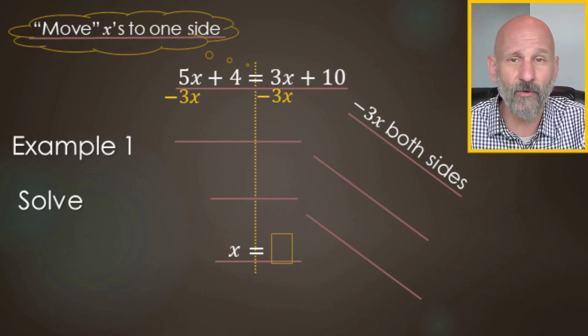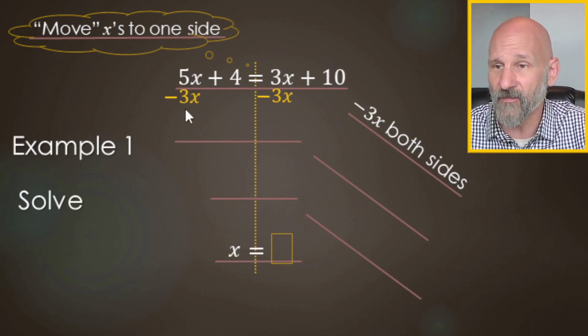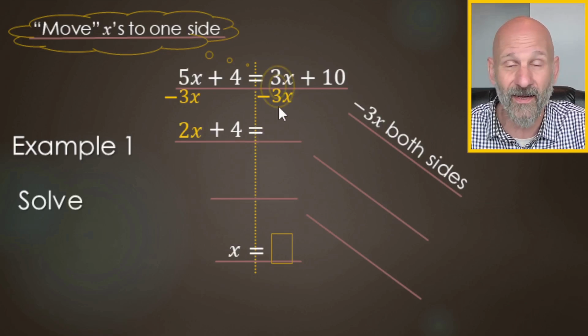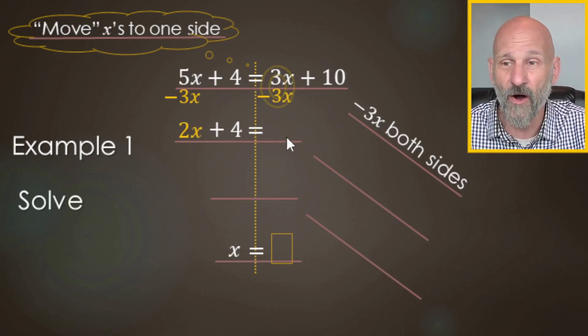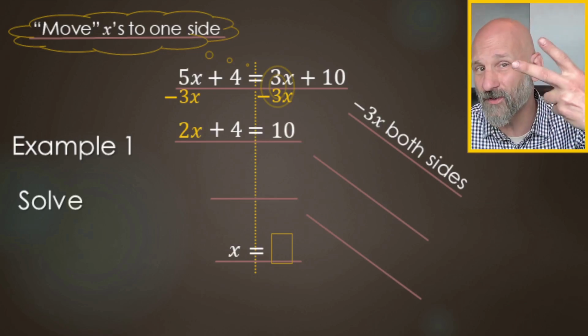Now we just go left or right, cleaning things up, simplifying, adding like terms. 5x's minus 3x's makes 2x's. We still have the plus 4 and the equal sign. Now check this out: 3x minus 3x, 0x's on the right-hand side, just the 10. Now we have the two-step equation.